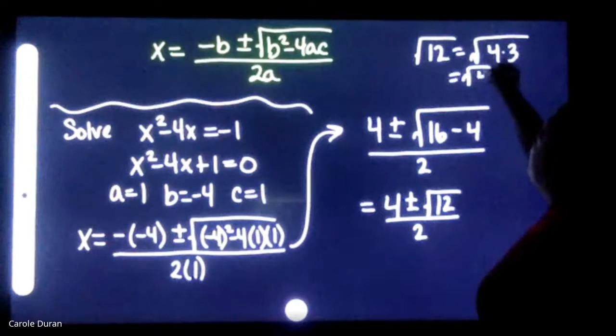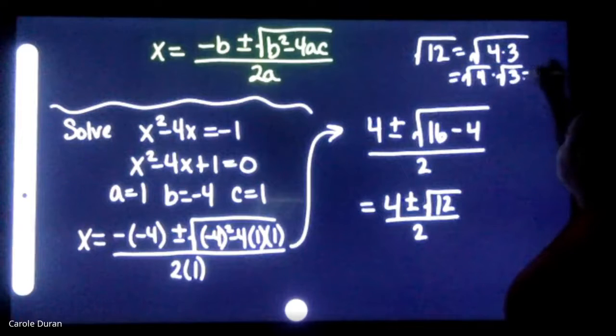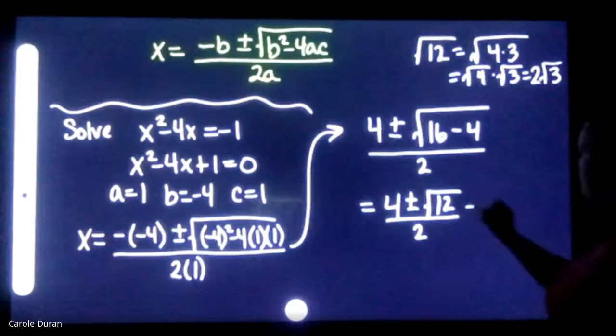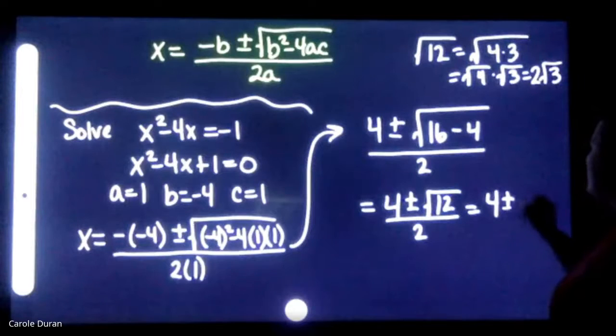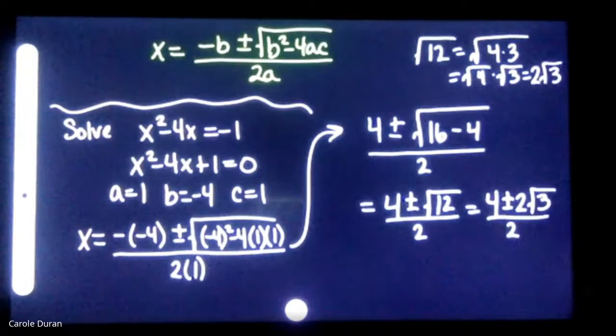So I have the square root of 4 times the square root of 3. Square root of 4 is 2. And then the square root of 3 is non-reducible. So the square root of 12 simplifies into 2 times the square root of 3. So I have 4 plus or minus 2 times the square root of 3 all over 2.